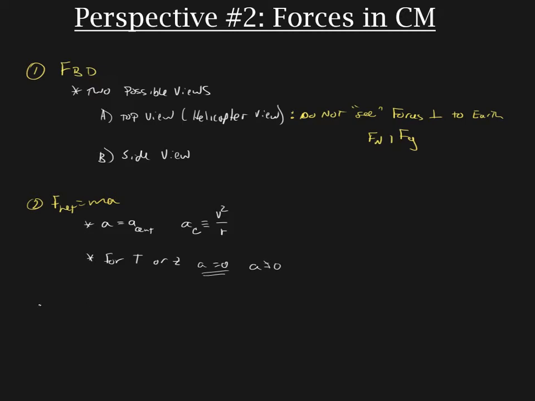And then step 3 is the same as always. Once you get your FBD set up and you write F net equals MA, then you're going to substitute the forces directly from the FBD into F net. And then lastly, you solve. So it's just the same as it's always been. There's really not any change. We just have to be mindful that the acceleration is now a centripetal acceleration, so we write it as v squared over r, and that when we draw our FBD, we can have two different possible perspectives, and that not all forces are visible from both perspectives.